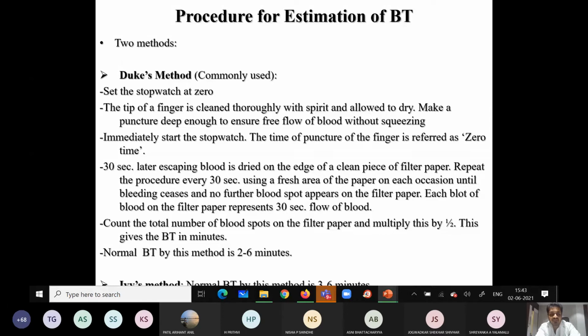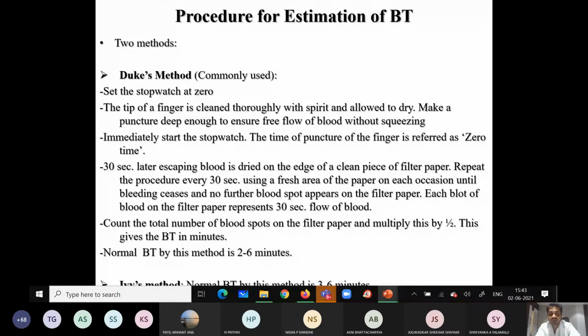The other method is Ivy's method. By that method, the normal bleeding time is 3 to 6 minutes. Always remember, whenever you are saying bleeding time and clotting time normal values, always mention which method. If you are doing Ivy's method and it came 2 minutes, that means the bleeding time is less. But if you are doing Duke's method and the bleeding time came 2 minutes, it is normal. So the method is very important.